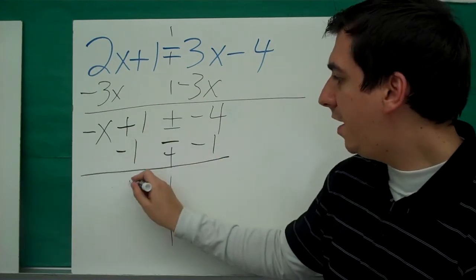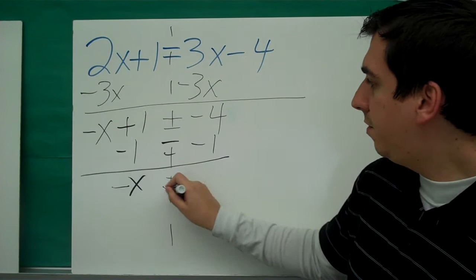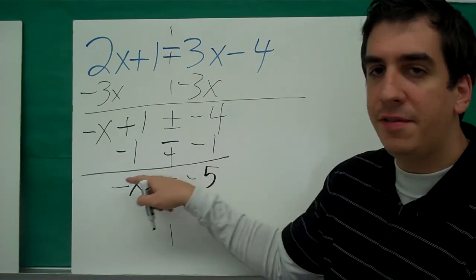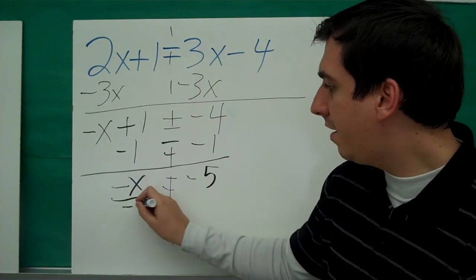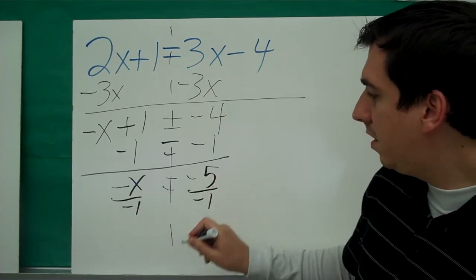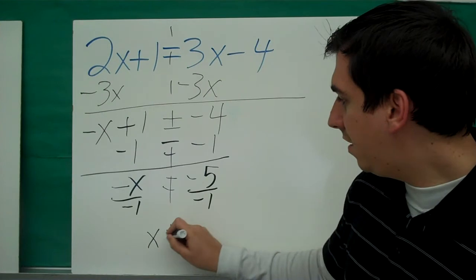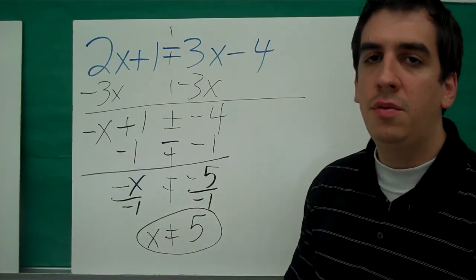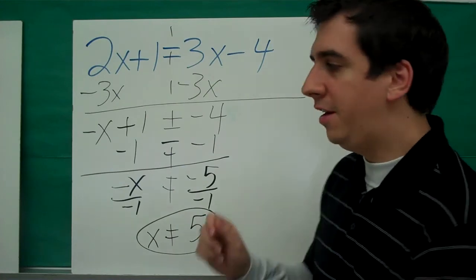And I have -x equals -5. And then last, remember when we have a negative coefficient, divide by -1 on both sides. And now I have x equals 5. We'll also take a look at one that's a little more complicated.